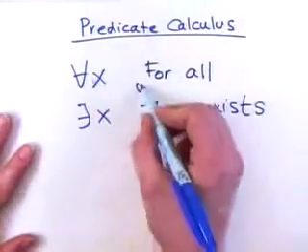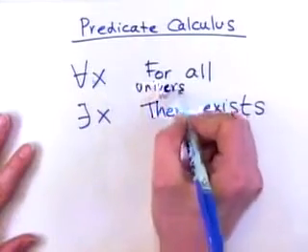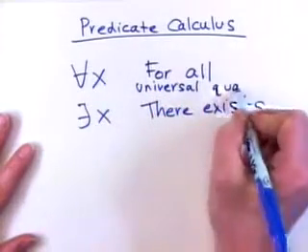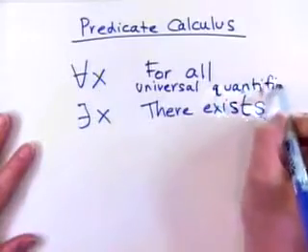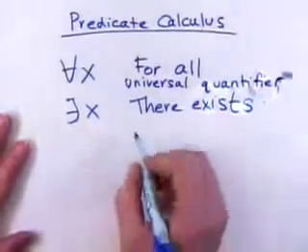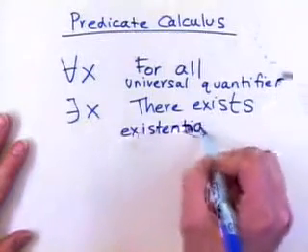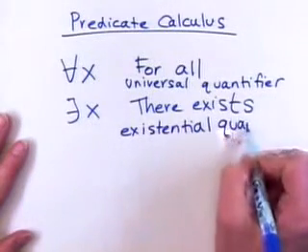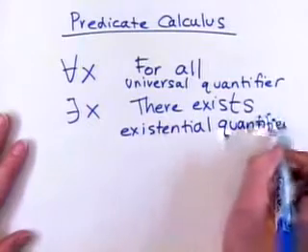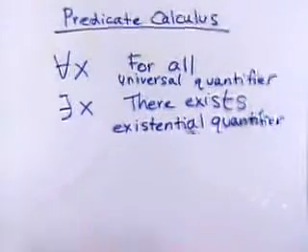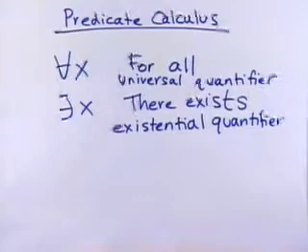This is called the universal quantifier, just in case you want to sound very logical. This is the existential quantifier. So universal means true for everything. Existential means there is one. There's one that exists. I usually talk about there is one, even though there exists means some.